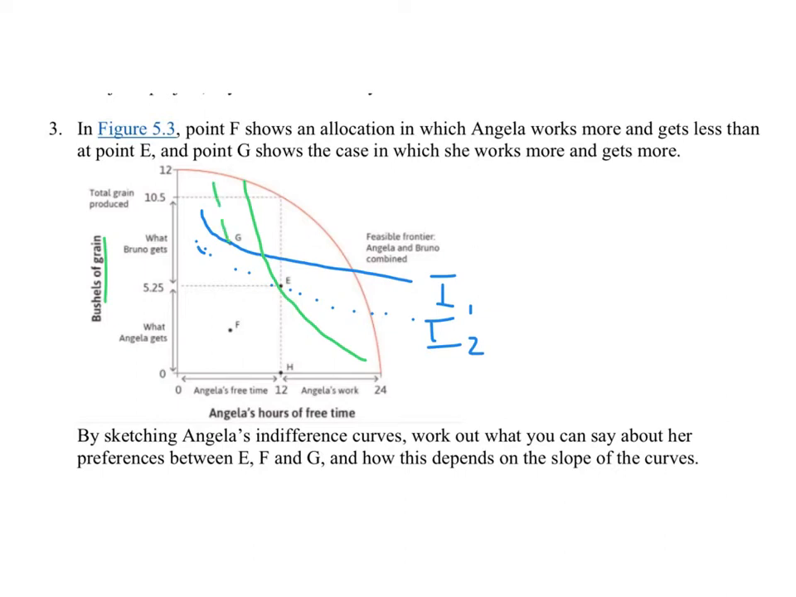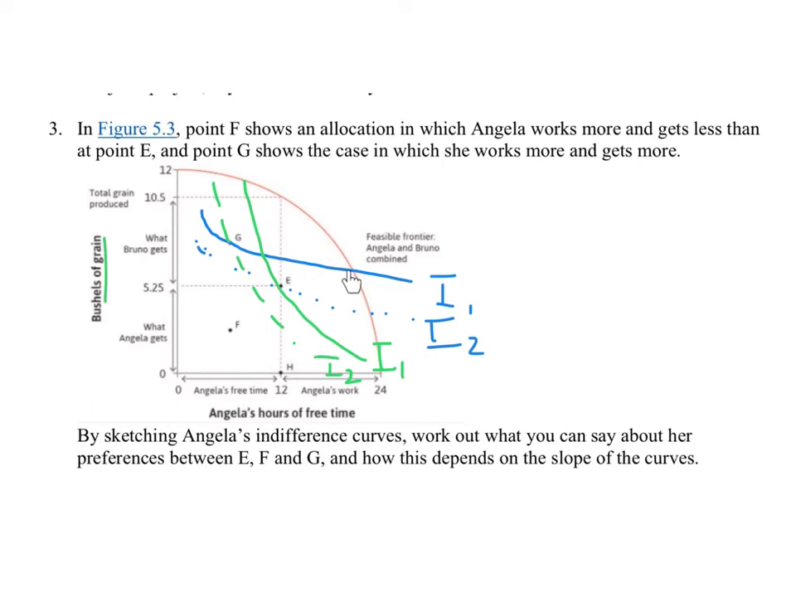And in that case, we'll call this I1 and this one I2. In that case, E would be preferred. So it really depends on whether Angela's the type of person that really would give up a lot of grain for one more hour of free time. That's this green set of indifference curves. That's for a person that likes free time relatively more than they like more material, in this case in grain.